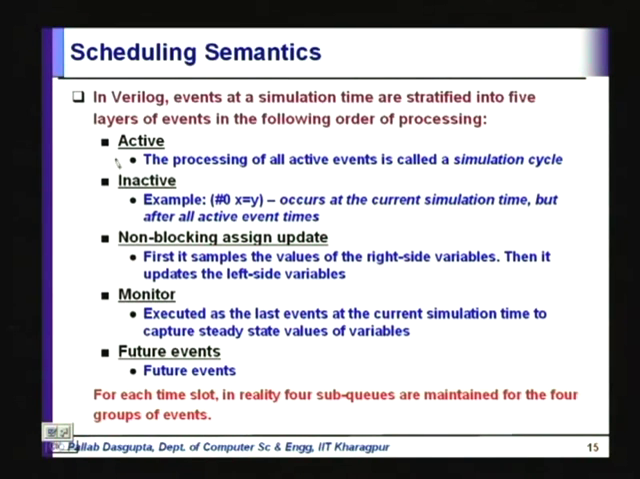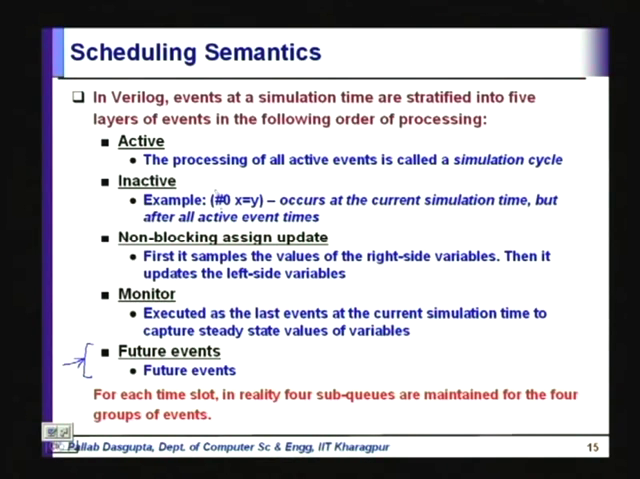As I said just now, within the scheduling semantics in Verilog, events at a given simulation time are stratified into 5 layers in the following order of processing. Apart from the future events, which will take place in later clock cycles and are again divided into different time buckets, these 4 types of events are executed strictly in this order: active followed by inactive.